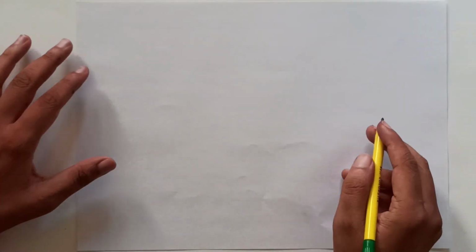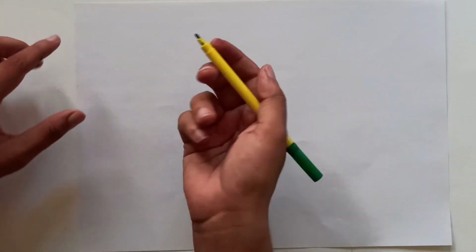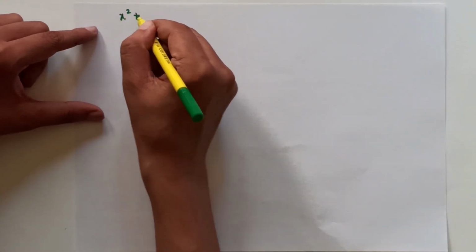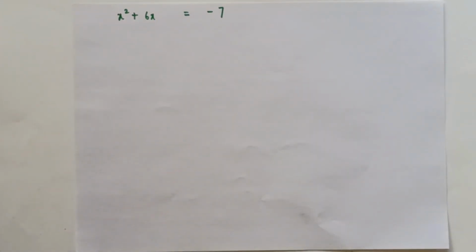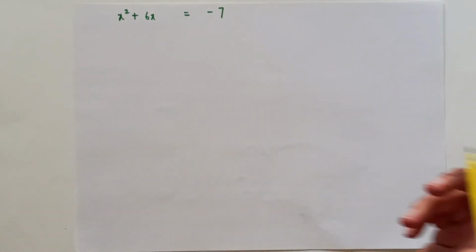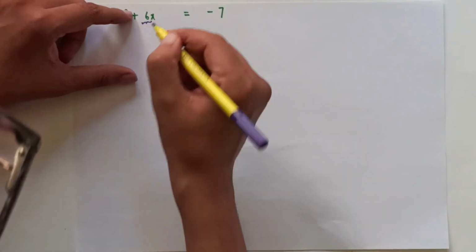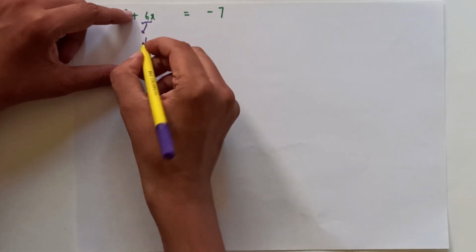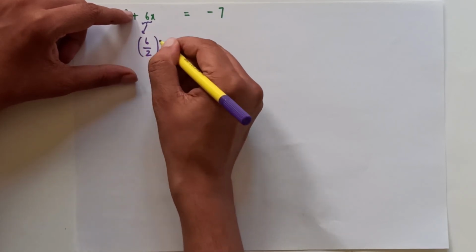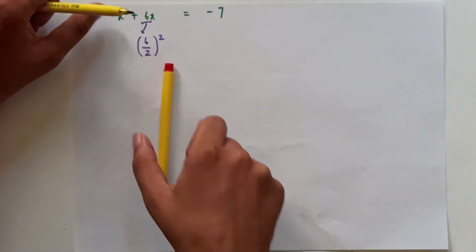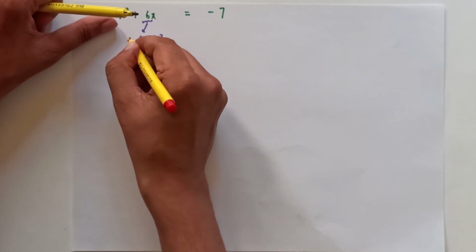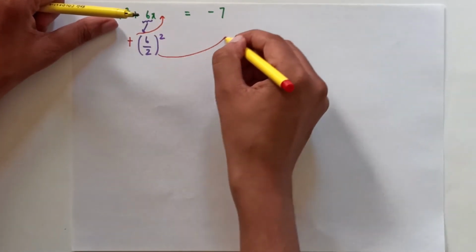Let me change my sheet. Now, let's take another example for understanding completing the square. Suppose I have taken this algebraic expression x square plus 6x is equal to minus 7. So in order to go through with completing the square, we take the coefficient of x, 6, divide it by 2 and square the whole expression. Now we get this. Now our next step is to add this expression on both sides of our equation, plus here and plus here.